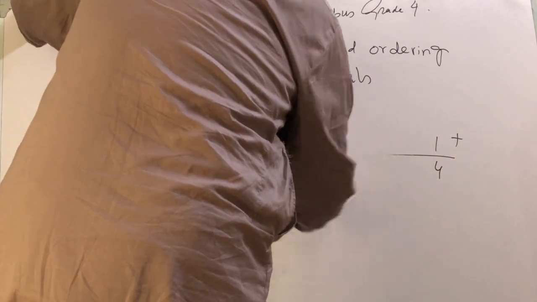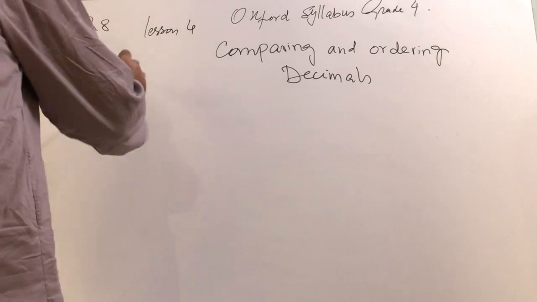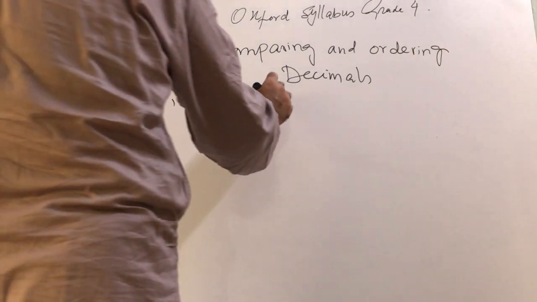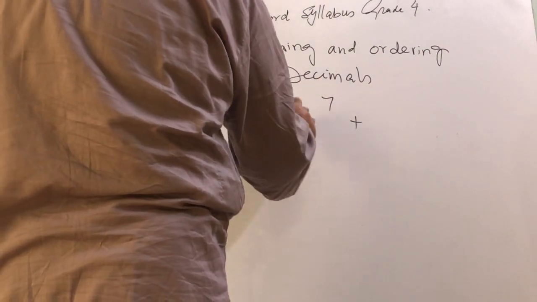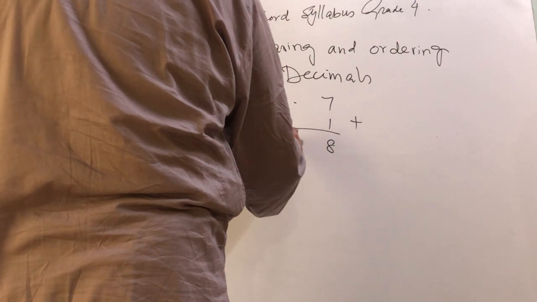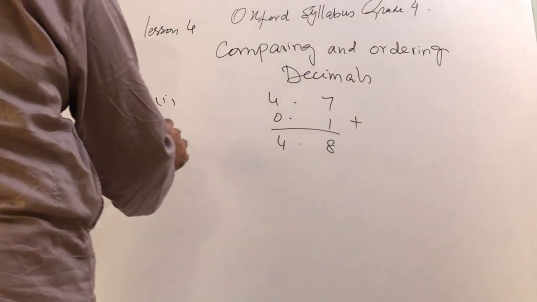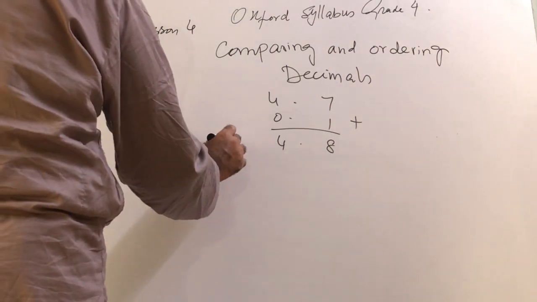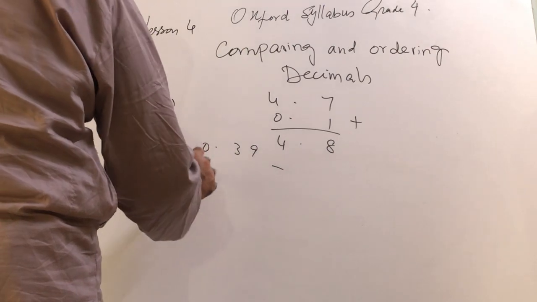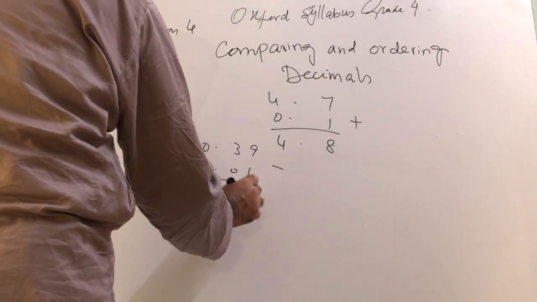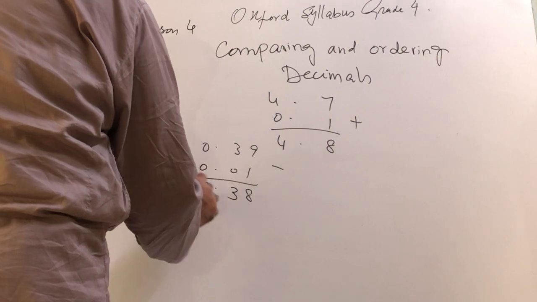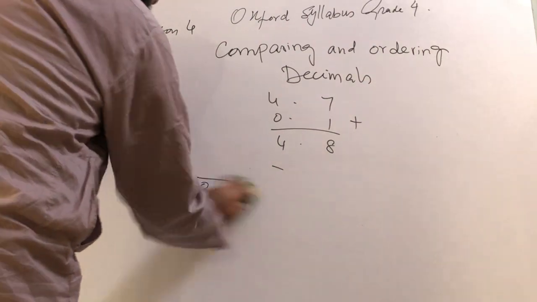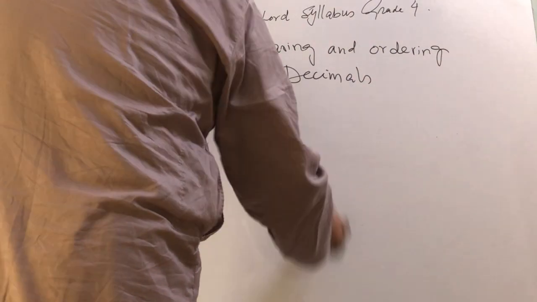I'll try to solve it quickly for you. 10 is, first part. What is 0.1 more than 4.7? 4.7 is there, more than it, we need to add. Just add 7 plus 1, 8, 4 plus 0, 4. This is the answer. Number 2 is, what is 0.01 less than 0.39? We have 0.39. Less than, we will subtract 0.01. 9 minus 1 is 8, 3 minus 0 is 3. 0.38 is the answer for part number 2.